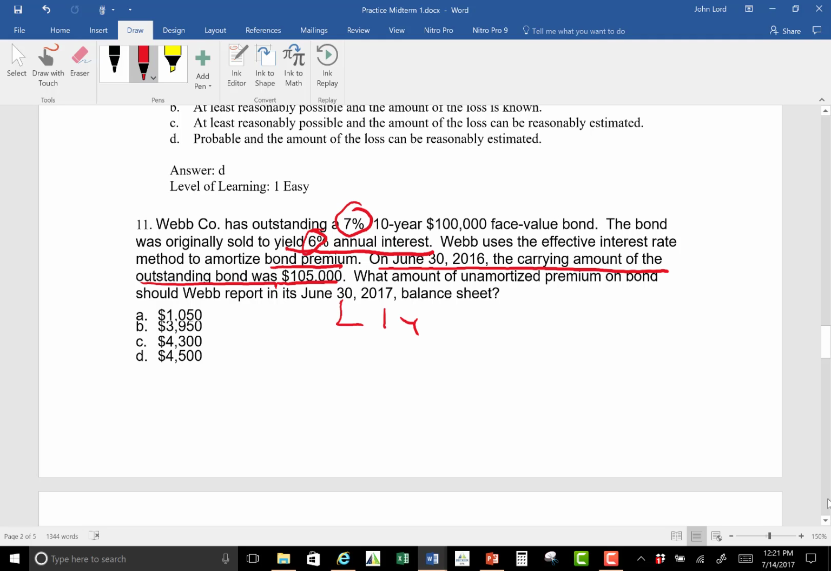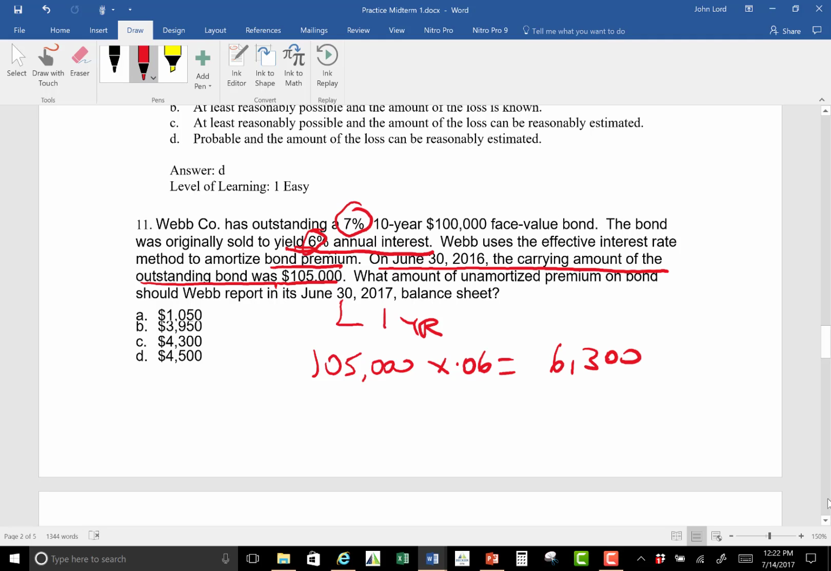So is it 1 year later? Between June 30, 2016, and June 30, 2017 is 1 year, isn't it? Okay? So if we've got this 1 year, then we're going to figure out what the interest expense is for 1 year. The actual interest expense is going to be calculated using the 6%, right? So if I take that 105,000 times 0.06, I get 6,300, don't I?